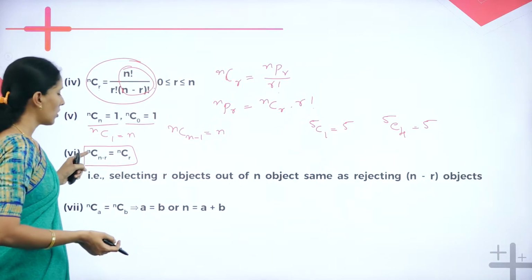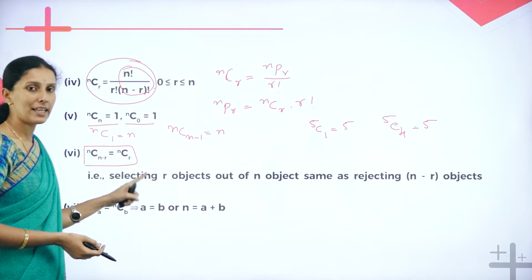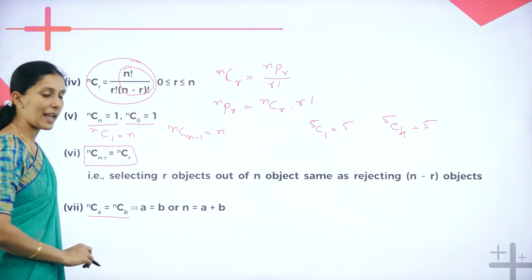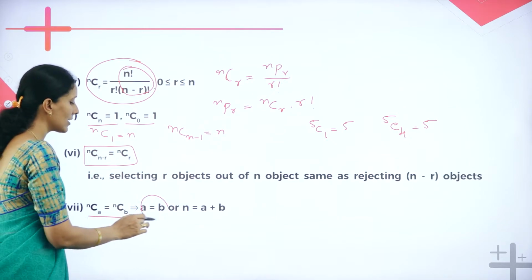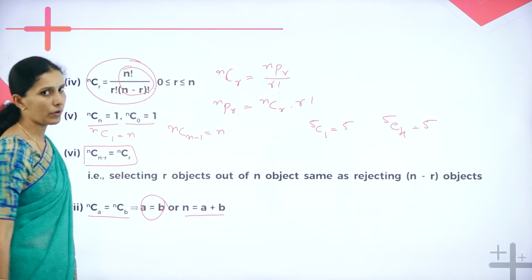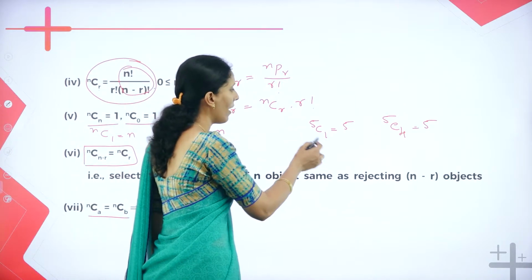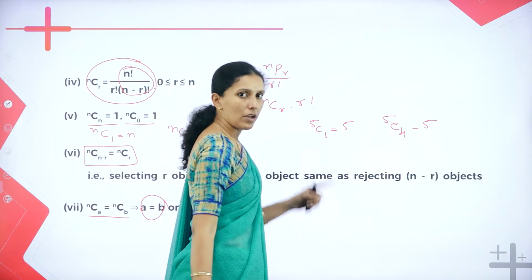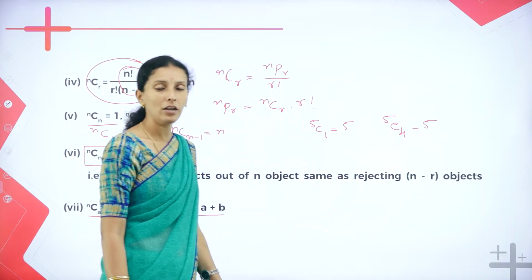So therefore, the combination of n minus r is the same as nCr. Next, we come across one more case, that is, suppose nCa is equal to nCb, then either a is equal to b or n is equal to a plus b. You can take this as an example. Here you have it in the form of nCa, nCb. n is the same, that is 5, and a, b are different, so it is 1 and 4.